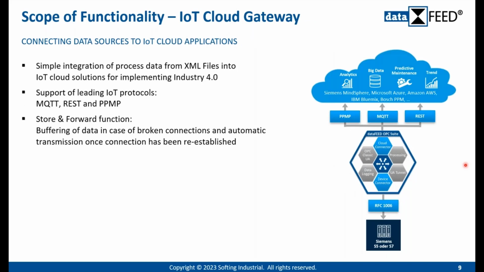In addition, we act also as an IoT cloud gateway. It allows a simple integration of the process data directly into the cloud. We collect the data via the RFC protocol from the Siemens device and provide this information via PPMP, MQTT or REST interface to the other protocols. And also here we have included a store and forward function, which buffers the data in case of a broken connection and automatically transmits the data once the connection has been re-established. This is our second use case.